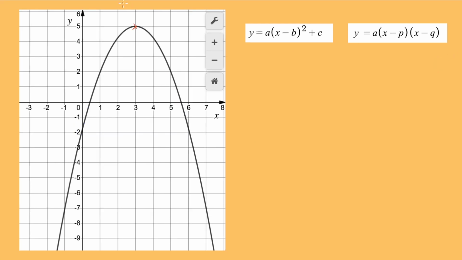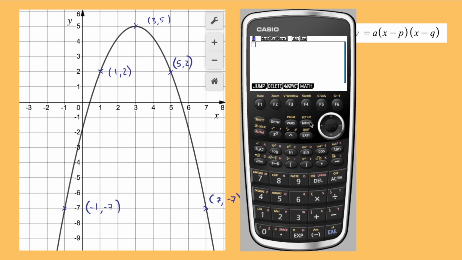Before you go, I want to quickly show you an alternative method that works for all of these parabolas. It uses the regression function on your graphics calculator. It's based on giving the calculator a number of coordinates of points, and it then comes up with an equation. Let's have another look at this last example. I can easily read off a number of points, but you need to be sure. Don't fall for close calls. I want to use 4 of them: (1, 2), (3, 5), (5, 2), and (7, negative 7). Make sure you don't miss out on the negative signs.